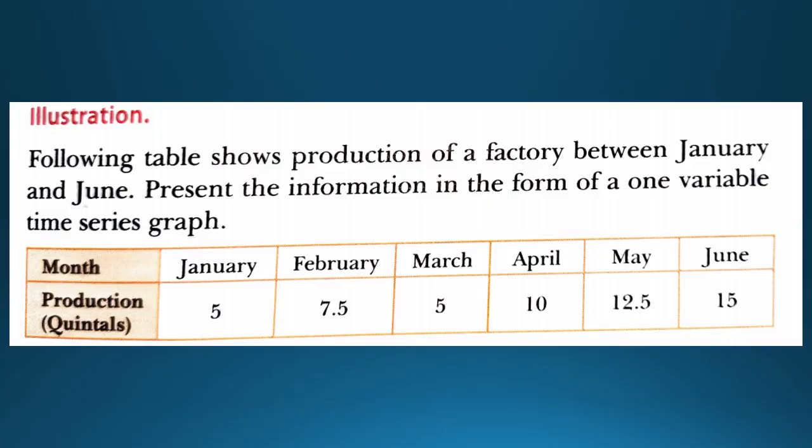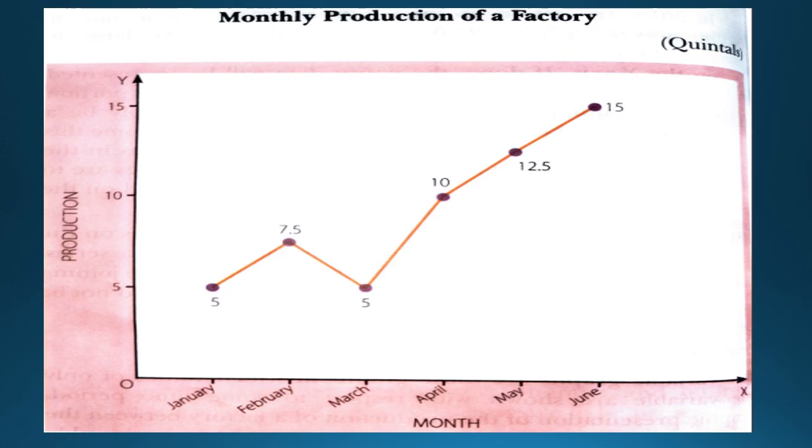See through an example. The following table shows production of a factory between January to June. Present the information in the form of a one variable time series graph. We will take these months, time, on the x-axis and production on the y-axis. So, production is taken on the y-axis. This is the heading, monthly production of a factory. Months are taken on the x-axis.